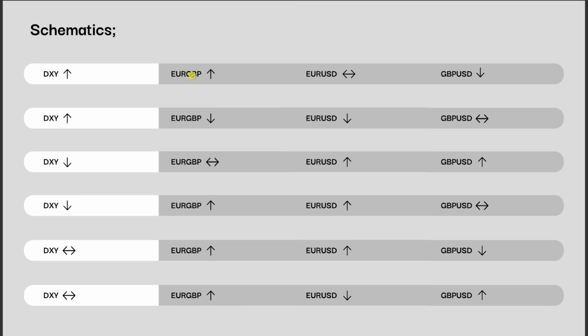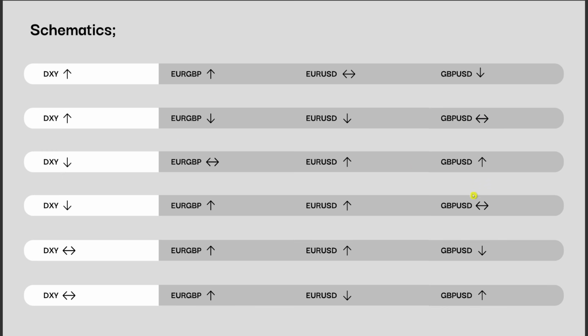Because if you look at the ticker, if Euro GBP goes higher, obviously Euro is the first ticker which goes higher, then GBP is weaker, then you'll have a weaker GBP USD. So, vice versa, if Euro GBP goes down, we have a Euro USD going lower and the pound will be going sideways most likely.